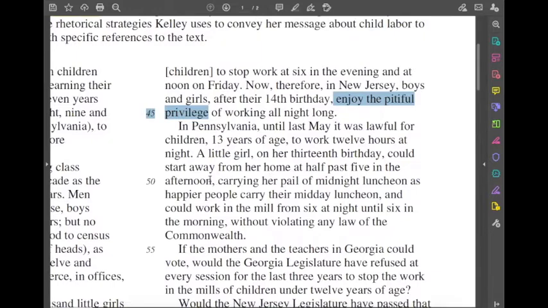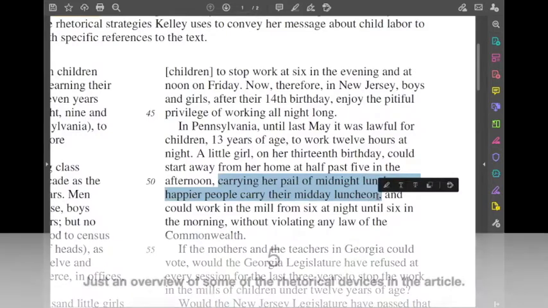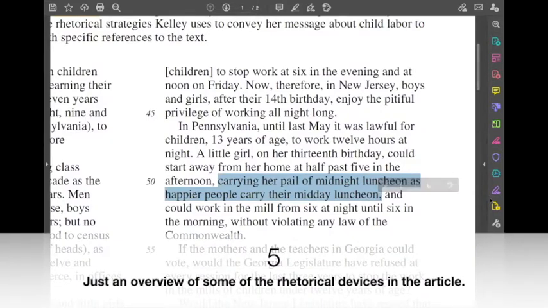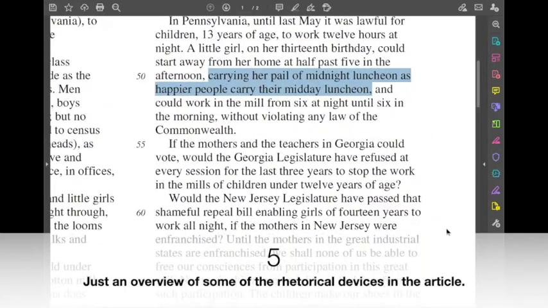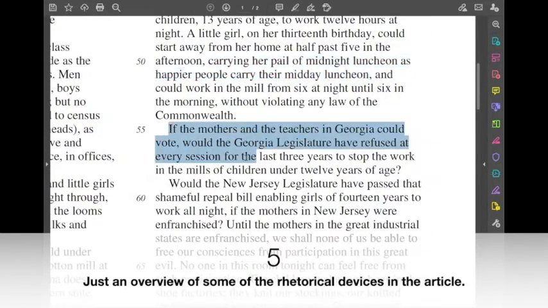You can kind of look at a strict juxtaposition here, talking about a small girl carrying her pail of midnight luncheon as happier people carry their day of midday luncheon. This direct contrast of a small girl eating her lunch at midnight, while a more privileged person would be able to eat their lunch at noon, like we all do. Then she gets into a couple of rhetorical questions, right?